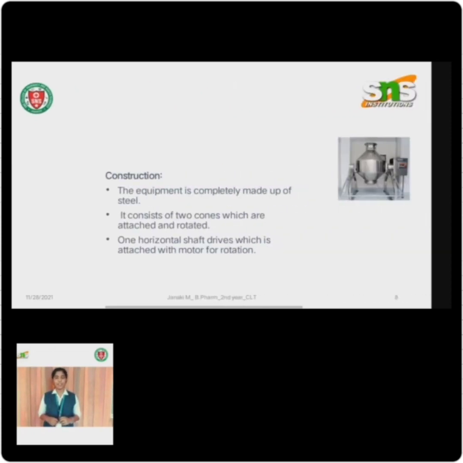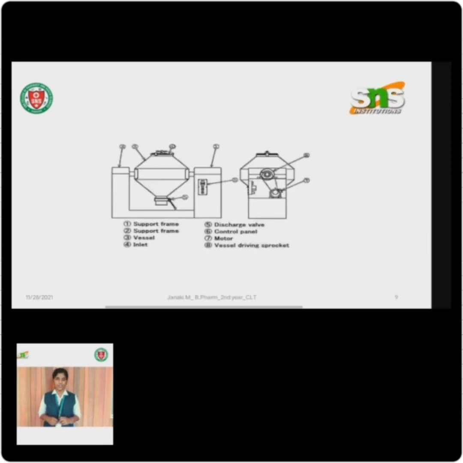Next, construction of double cone blender. It is made up of stainless steel. Two cone-shaped sections are attached. The blender body is held by two lateral supports. One of these supports is fitted with the driving motor. This is a simple structure of double cone blender.